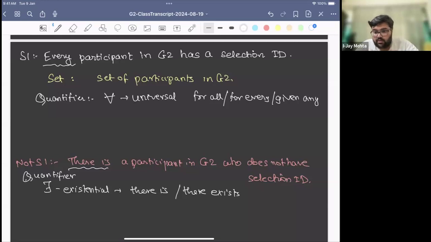Okay, and what is the property that we are talking about in both the statements? In this statement and in this statement, what is the property we are saying? First, in this statement, what is the property we are talking about? Pragya, room number 10.